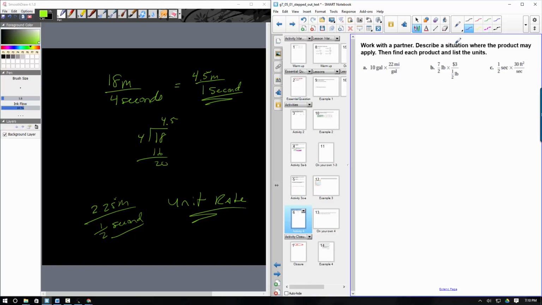For this one here, it says, describe a situation where this may work. Well, let's say I get 22 miles for every 1 gallon of gas, right? So like in my truck, I get 22 miles per gallon. And if I have 10 gallons left in my truck, I can figure out how many miles I should be able to go. And you just take 10 times 22. You'll notice that the gallons actually cancel out. Let me show you how that looks.